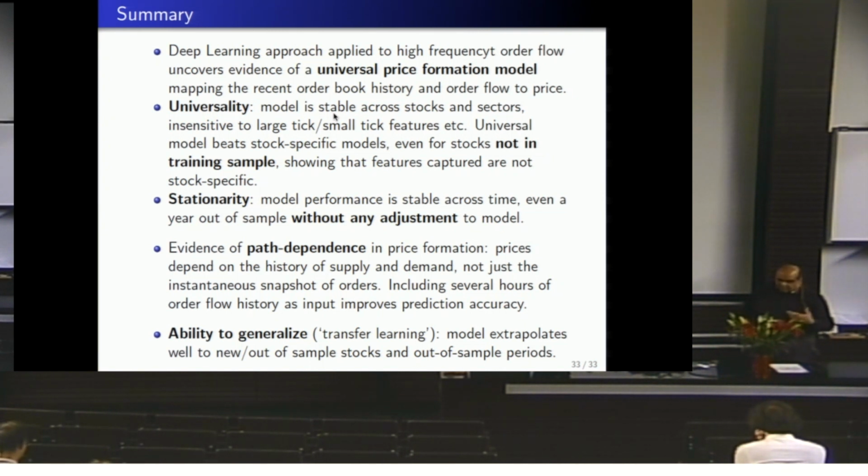We also show that the relation uncovered by the deep network is stable across time, even a year out of the sample, without any adjustment to the model. We're not renormalizing the series by volatility adjustment or something. No adjustment, exactly the same coefficients in the network. We apply them 1 year out of the sample. And if we look at the features of the map that we estimate from the data, it shows strong path dependence. It is relevant to look at the history. It is not a Markovian system where you can forecast things from a snapshot of the current state. You need to look at the history of the state of the order book.